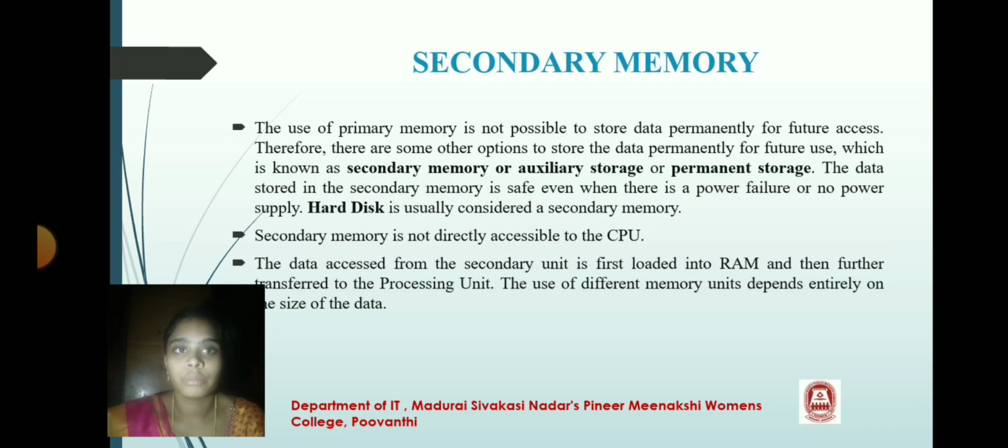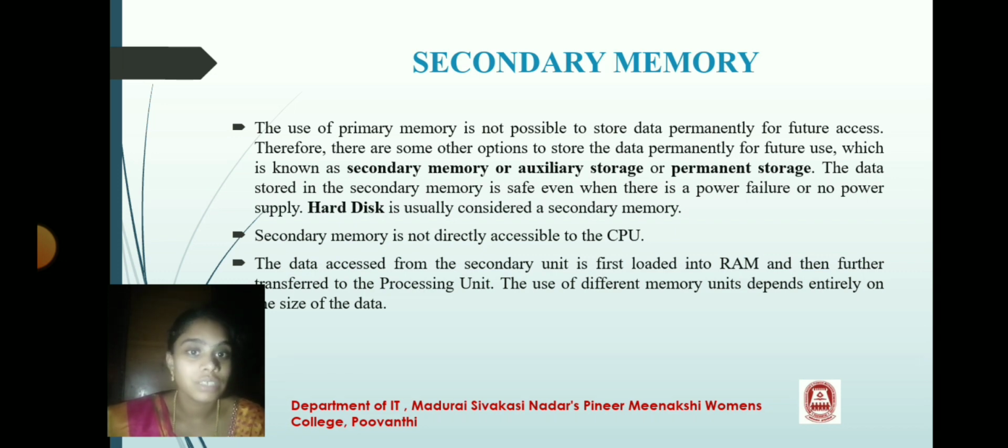And secondary memory, primary memory doesn't store a huge amount of data. So we have secondary memory for storing huge amount of data permanently for future use, which is also known as auxiliary memory. Like our secondary storage device like hard disk, memory cards in our phone, etc. Secondary memory is not directly accessible to the CPU.